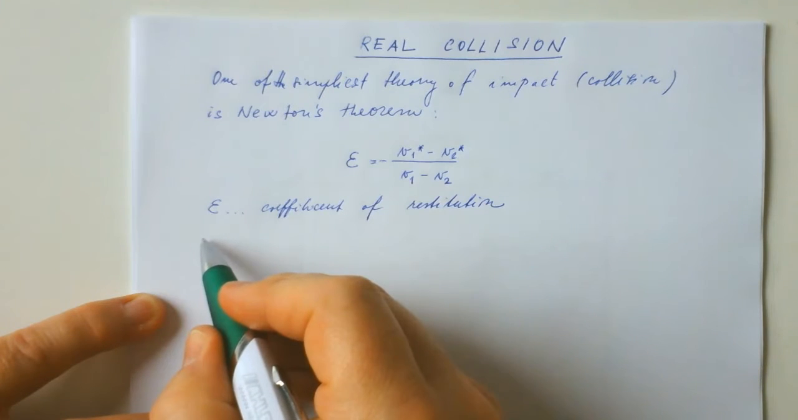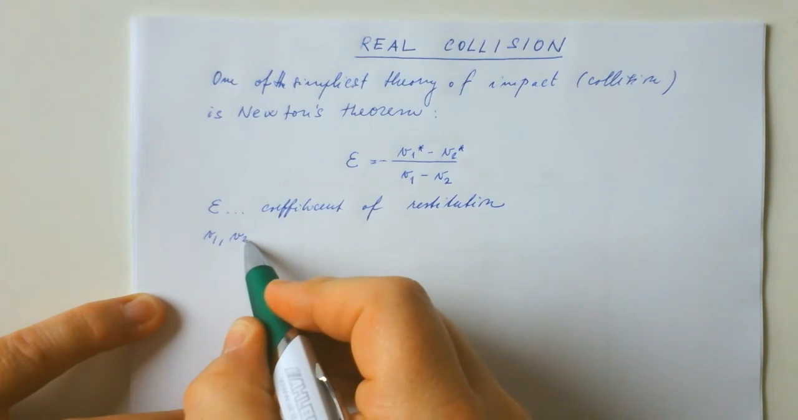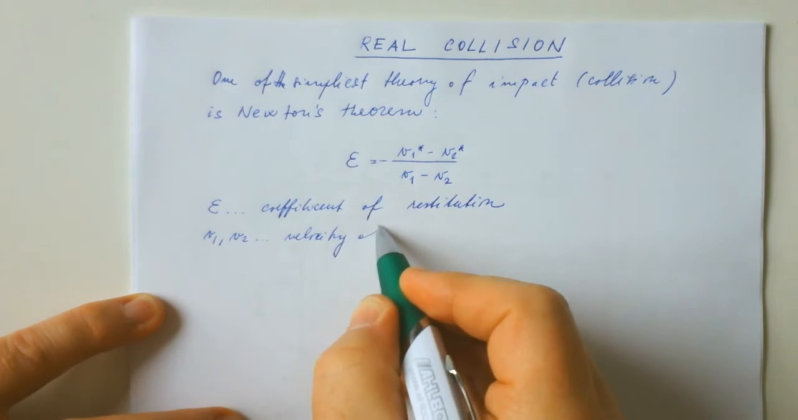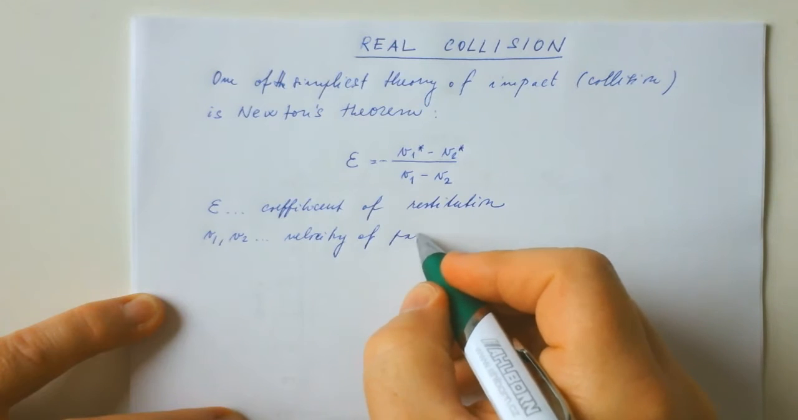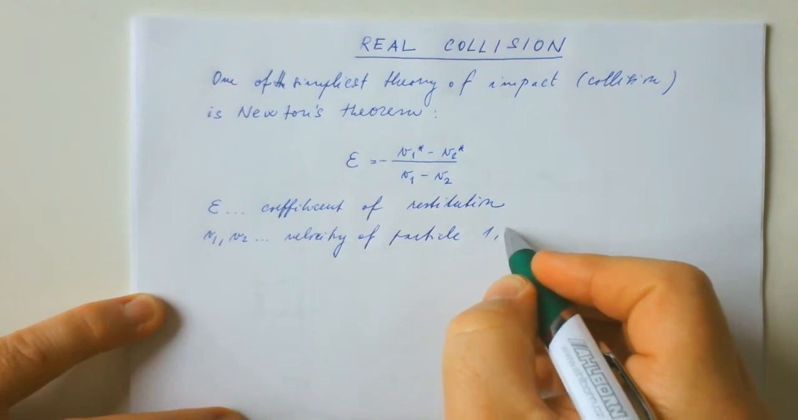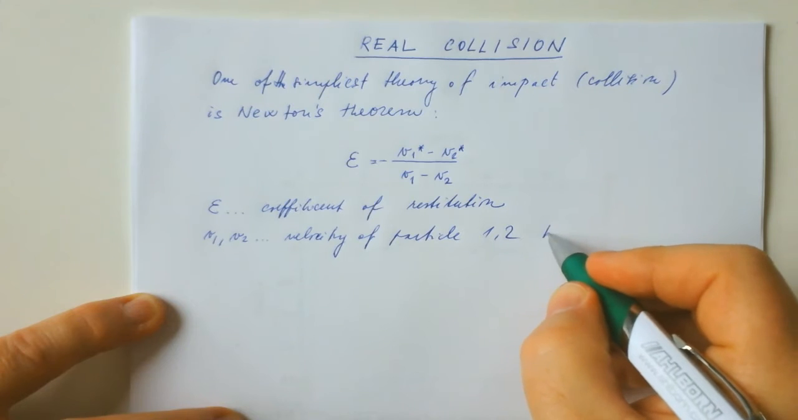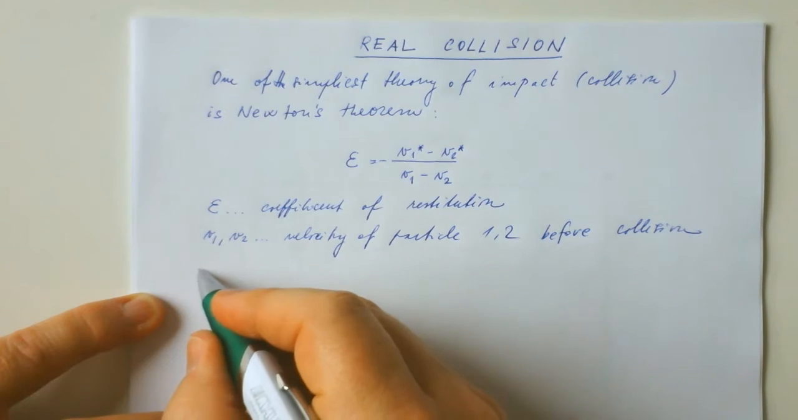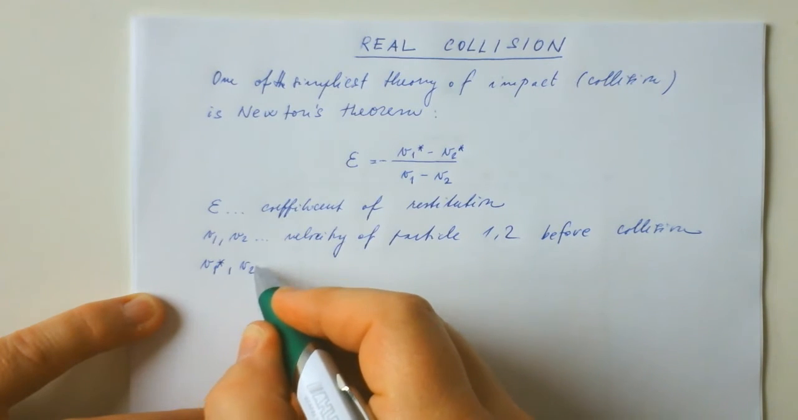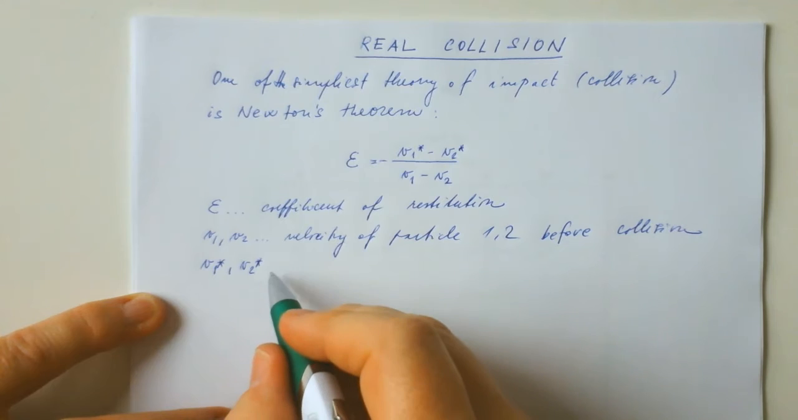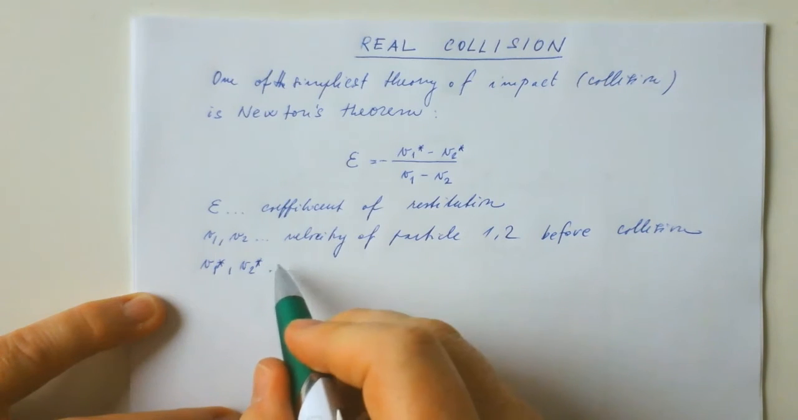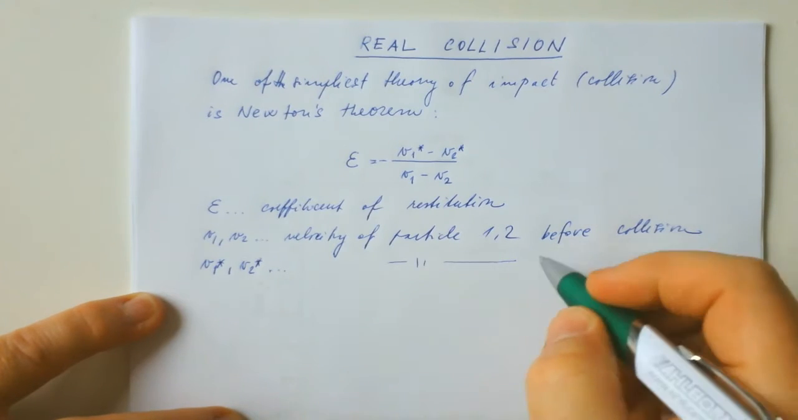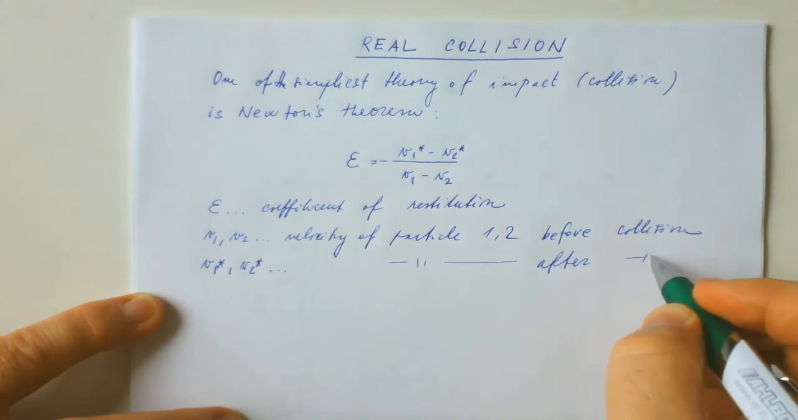And as usual, v1, v2 are velocities of particles 1 and 2 before collision, and velocities v1 and v2 with star represent velocities of the particles after collision.